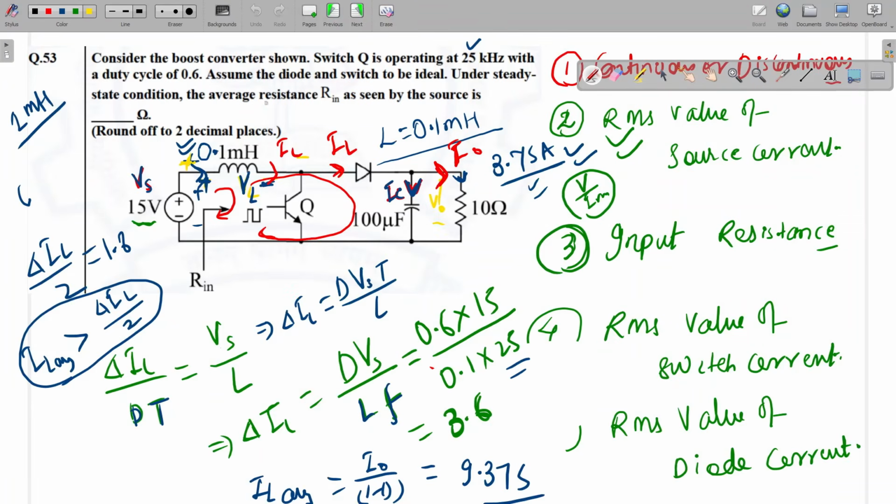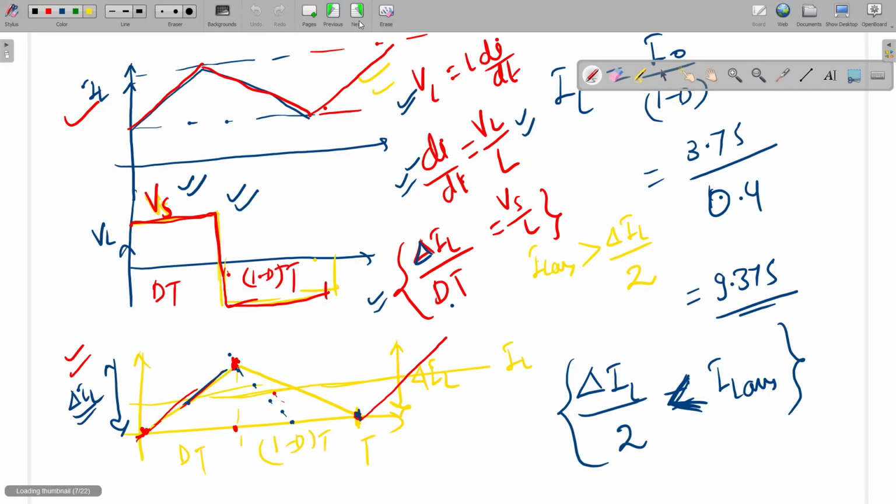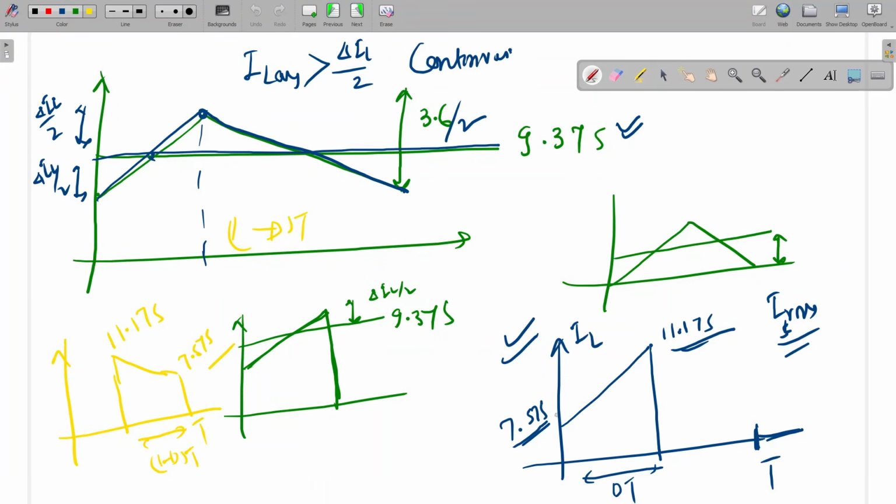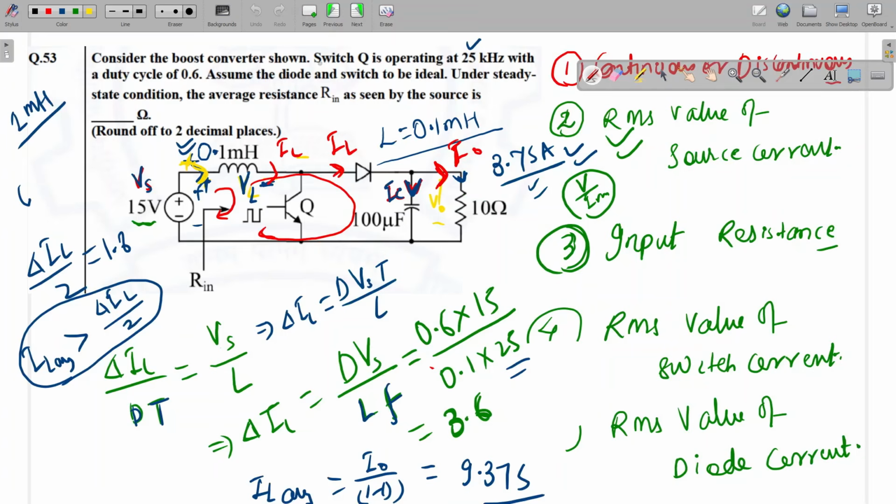In the GATE question, they have given 1 millihenry. So in the case of 1 millihenry, the source RMS current was constant because the ripple was very small. If the ripple is very small, we can assume it as constant. This ripple will not be there; it will be constant, with very little ripple. So they have assumed it as constant. They have taken only the source average current and this duty ratio, and calculated. You can check the final answer for that question, and you can calculate for 0.1 millihenry also and see the difference.